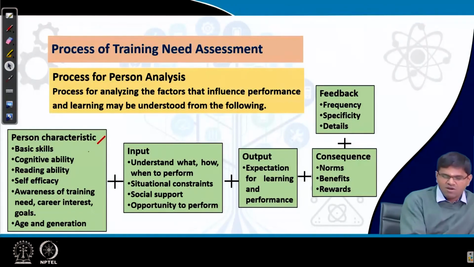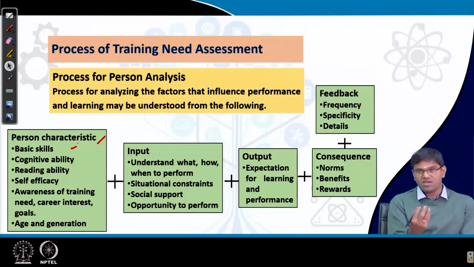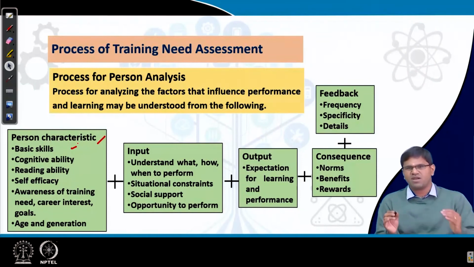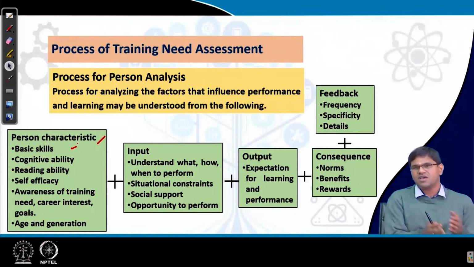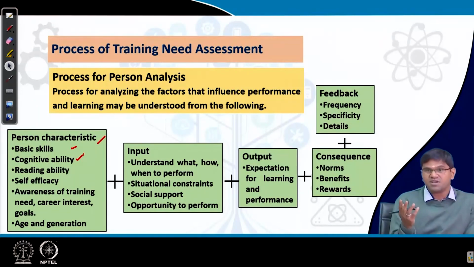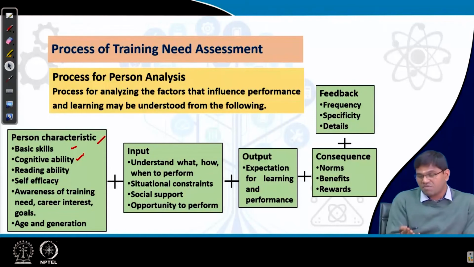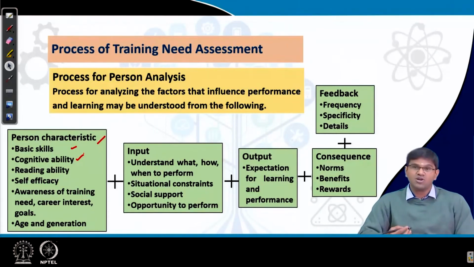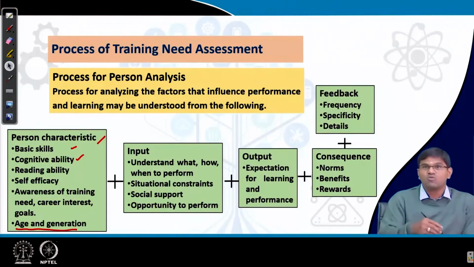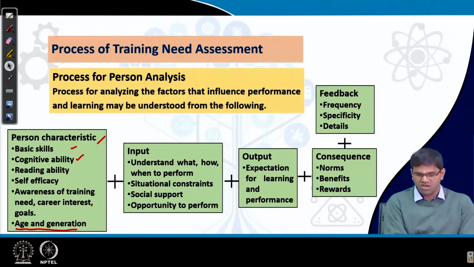When you do a person analysis, we will be looking at the basic skills an employee needs to have when he or she is appointed to perform a particular job role. So for every job role there is a basic skill requirement, right? If you are a coder, you need to know how to code, or a software tester. Similar is the case in manufacturing: are you able to handle the tool, instrument, or machinery? Yes, basic skill. And your cognitive ability, reading ability, reasoning ability, or self-efficacy, the ability to believe that you will be able to perform the particular task, and the awareness of training need, career interest, age and other things you will be assessing on the personal characteristics of the employees.